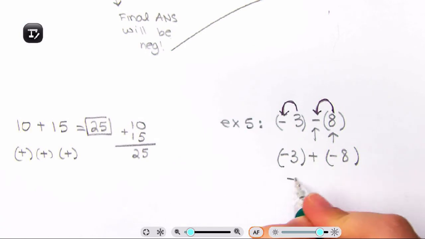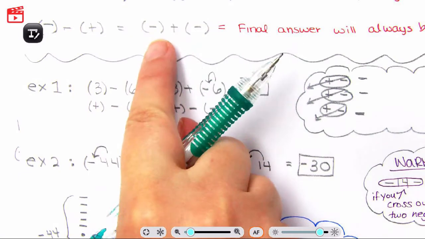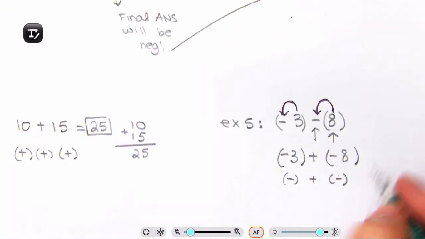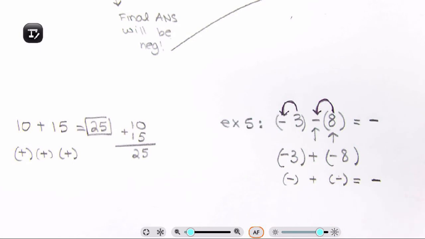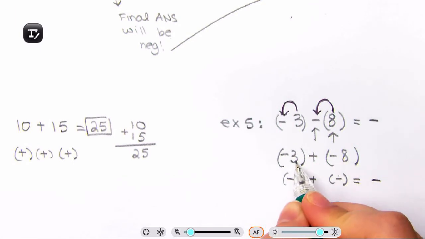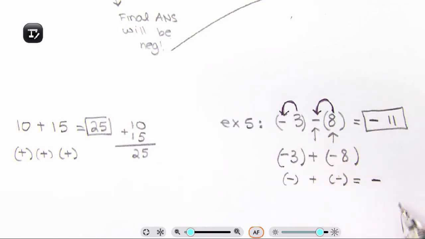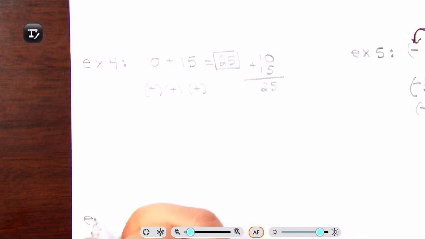So I have a negative plus a negative. Looking at my cheat sheet here, negative plus a negative, the final answer will always be negative. So we know our final answer is negative. So we're going to add the numbers together. 8, 9, 10, 11. We're just adding like we usually are. The only difference is that we are throwing in that negative in our final answer. All right, let's do one more, and then we'll call it good.